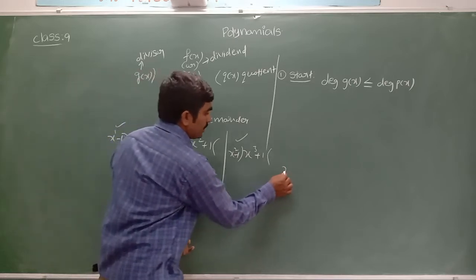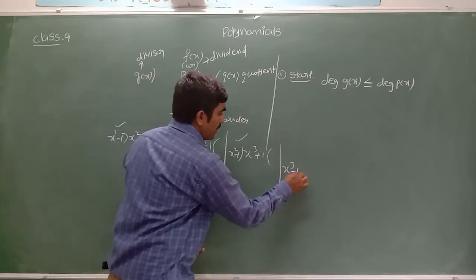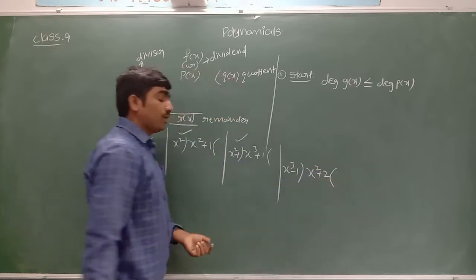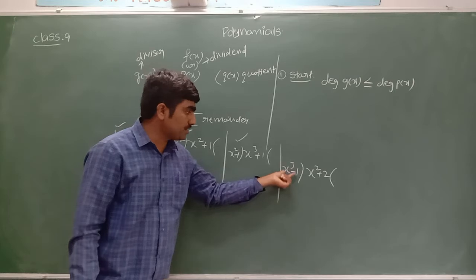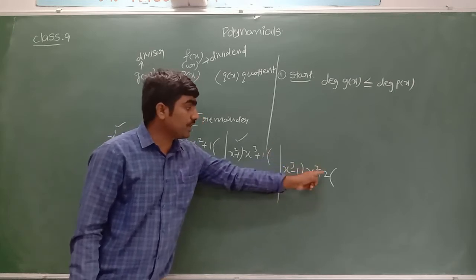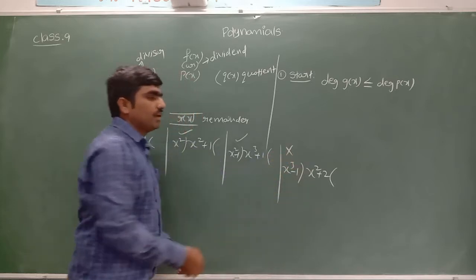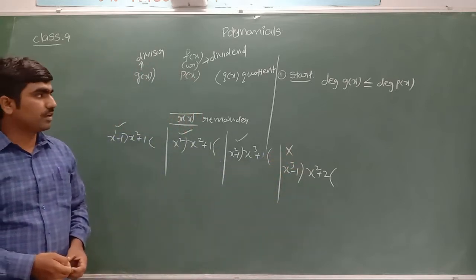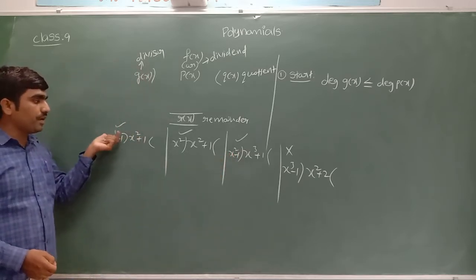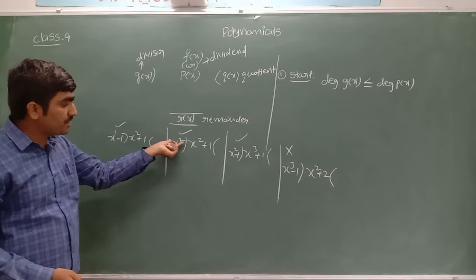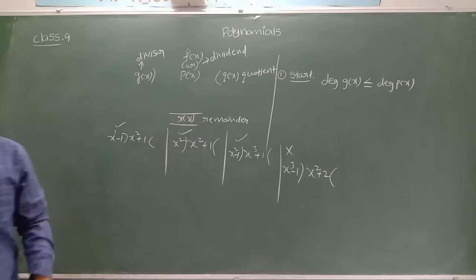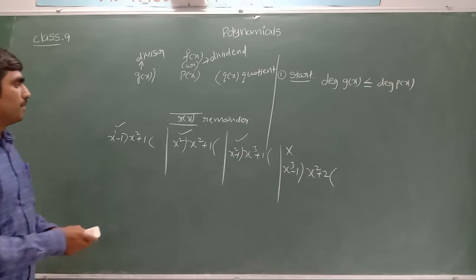One more I will take. Let me take x cube minus 1, and here I can take x square plus 2. Now what can we observe? The degree of g of x is 3. The degree of p of x is 2. The degree of g of x is more than the degree of p of x. Here you can see that long division is not possible. Keep in mind, the degree of g of x must be either smaller than or equal to the degree of p of x. Only in these cases is long division possible.